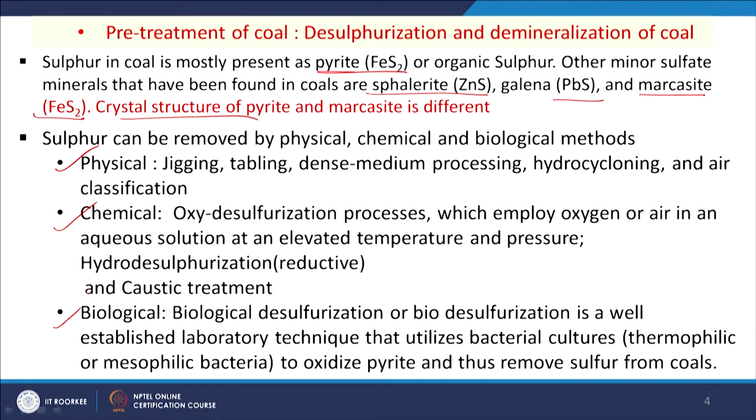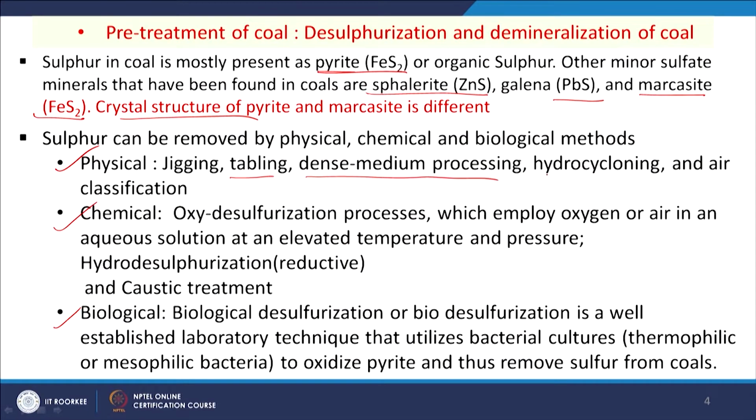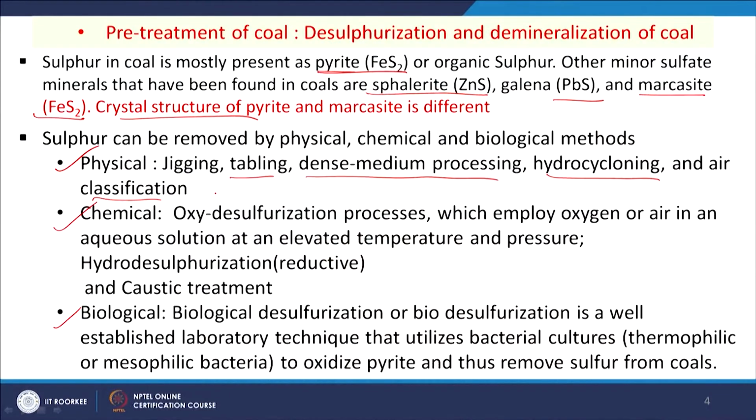How can we remove it? In the physical method, we can use jigging, tabling, dense media processing, hydrocycloning and air classification. In jigging, we take advantage of the difference in the initial acceleration, when different particles start to fall from a certain place from rest, then initially they possess different velocity. That is utilized to separate particles with different density and size. That is the jigging operation. And in dense media processing, we use a slurry that has a certain specific gravity.